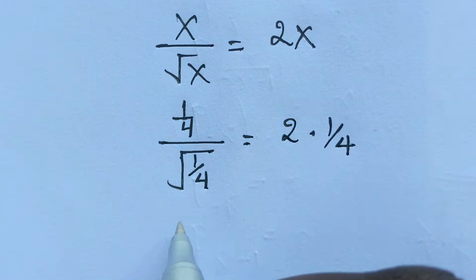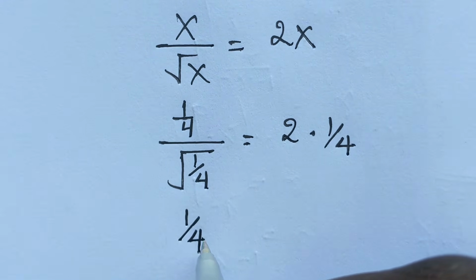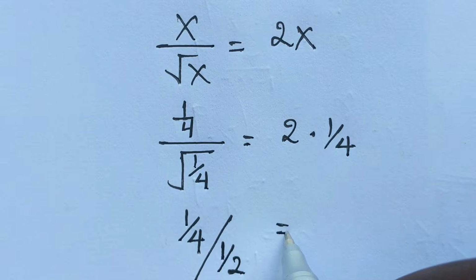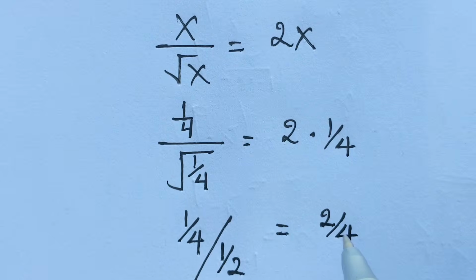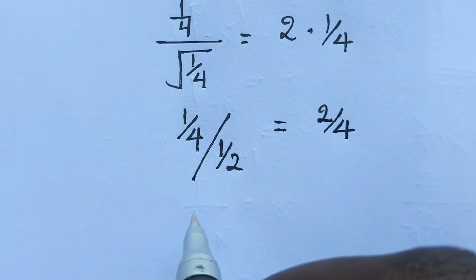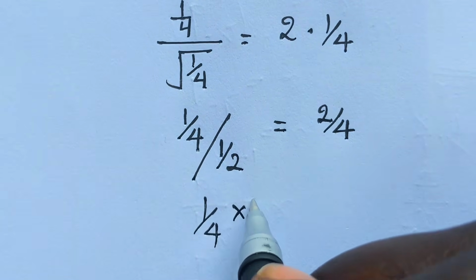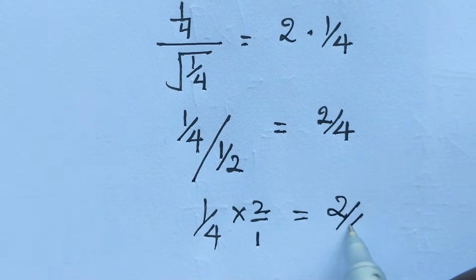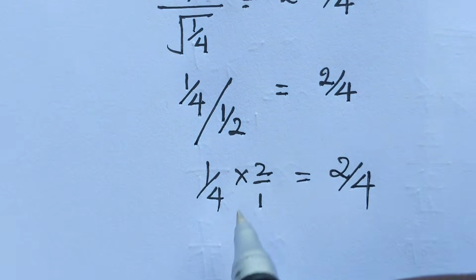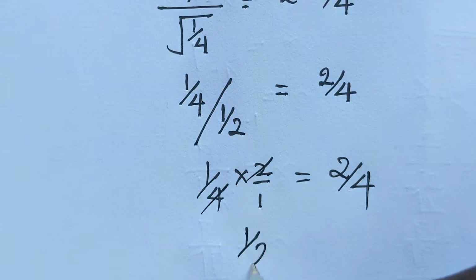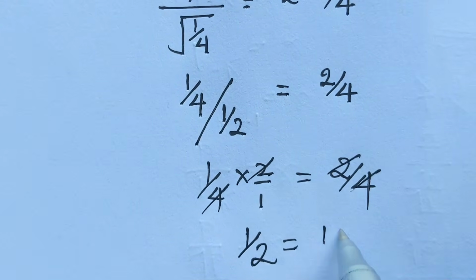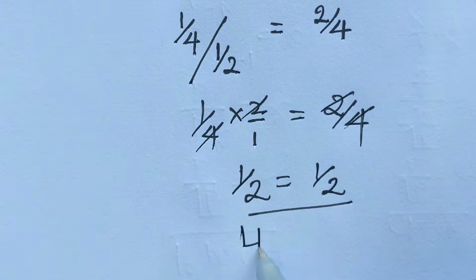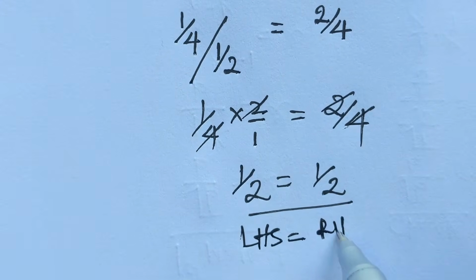So that here we have 1 over 4 divided by 1 over 2 equals 2 over 4. This will be 1 over 4 times 2 over 1, which equals 2 over 4. So that here this will be cancelled to get 1 over 2, which equals this 1 over 2. And of course left hand side equals right hand side.